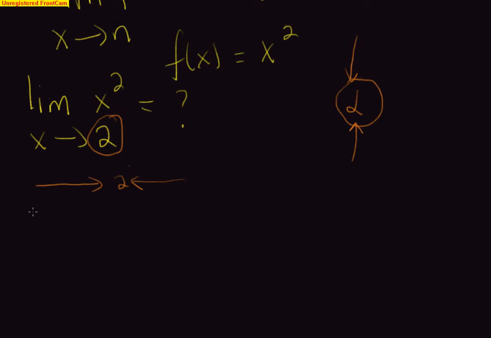Let's take a look at the values from the left side. So we're coming from the left, looking at 1.9. This is going to be, let's say, x1. Let's say x2 equals 1.99. x3 equals 1.999. So these are values that are getting closer and closer to 2 as we go along.